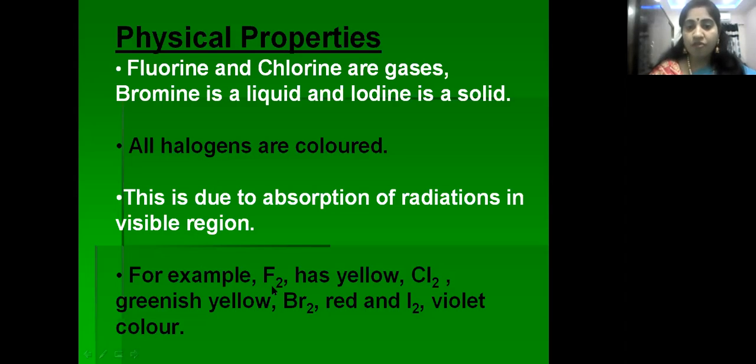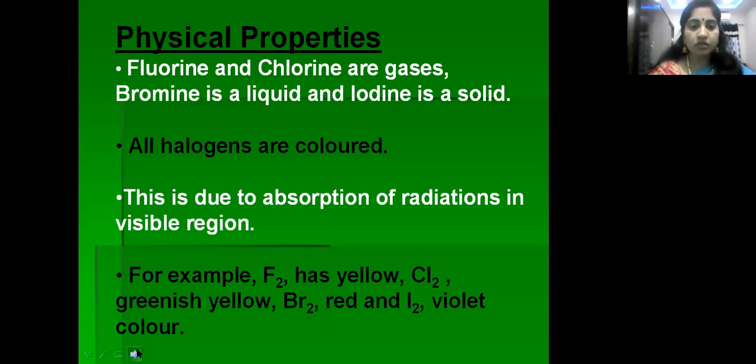For example, fluorine has yellow color, chlorine is greenish yellow, bromine is red, and iodine is violet. Why do these halogens have color, children? Because they absorb radiation in the visible region. Only in the visible region can we see color, right children? Okay, so because of this absorption of radiation in the visible region, these halogens have color. Fluorine is yellow, chlorine is greenish yellow, bromine is red, and iodine is violet.